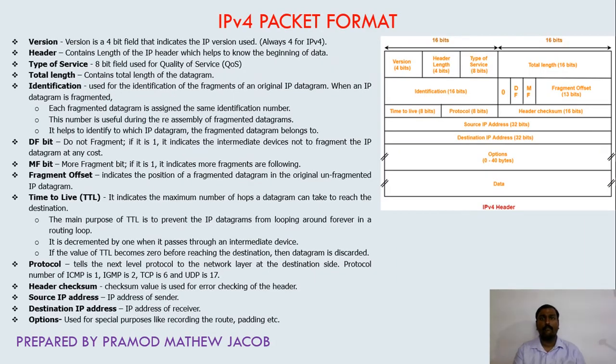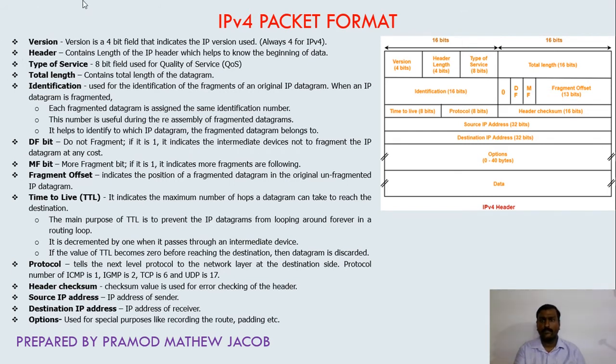Let's see the typical packet format of an IPv4 system. The packet format is shown here. The width of the packet is 32 bits. The first one is version. Version represents the version of the IP that we are using. Usually this is the packet format of IPv4, so the version number will be 4. The binary of 4, which is 0100, will be the version number here. Next is header length, which contains the length of the IP header, which helps to know the beginning of the data that is being sent.